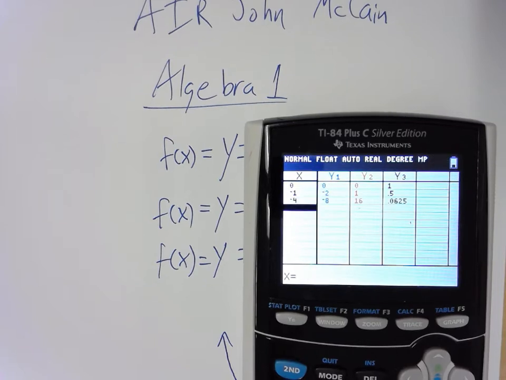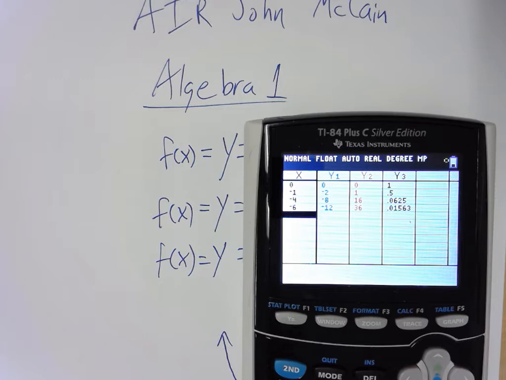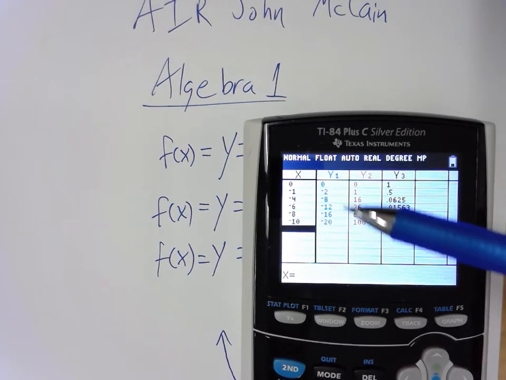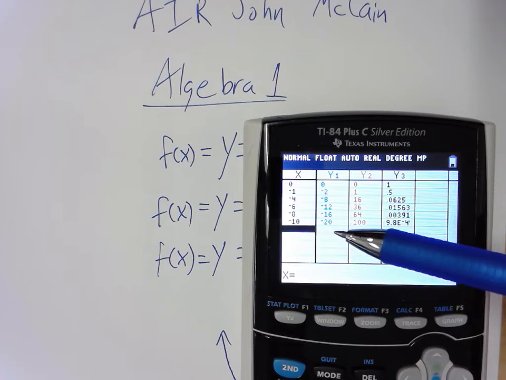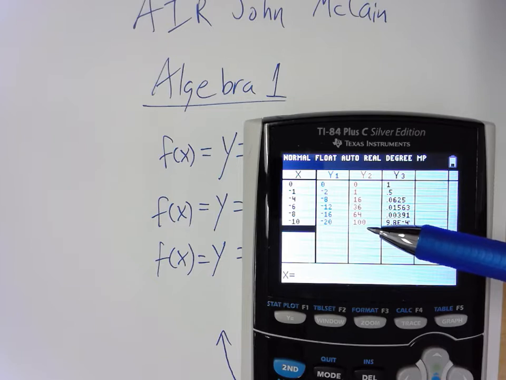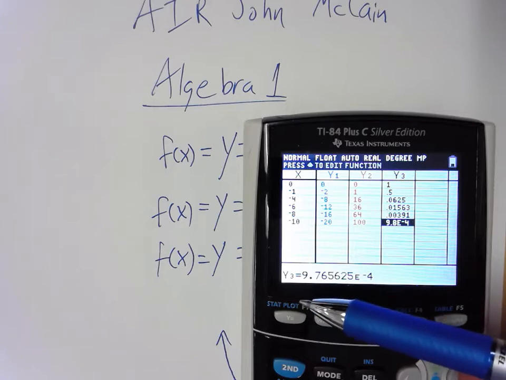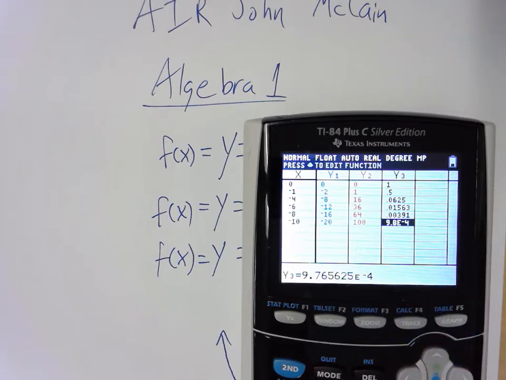So there's 4. Whoops, I skipped some, didn't I? 6, 8, 10. So this would be 2 times negative 10, which is negative 20. And then negative 10 times negative 10 is 100. So it gives me the 100. And then this would be 2 to the negative 10 power, which is a really super small number. You can see it over here. It's in scientific notation, but it'd be like 0.00097, etc. This one here is that.